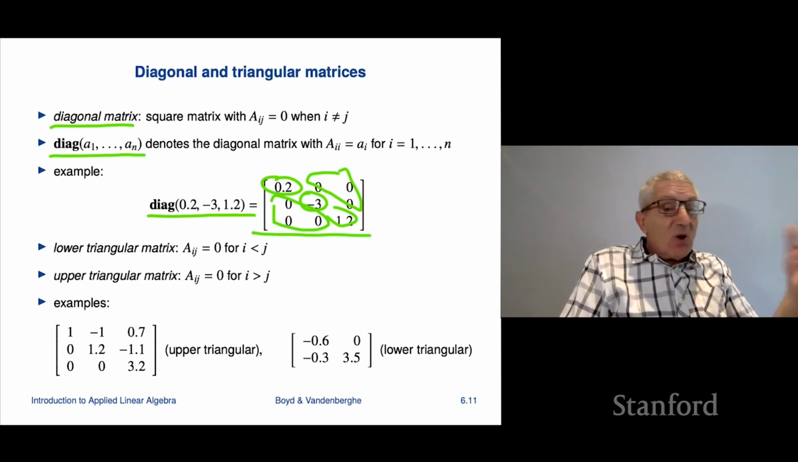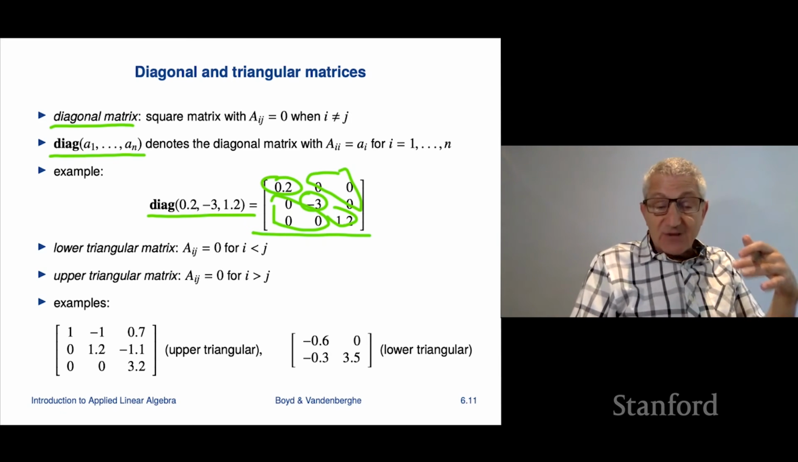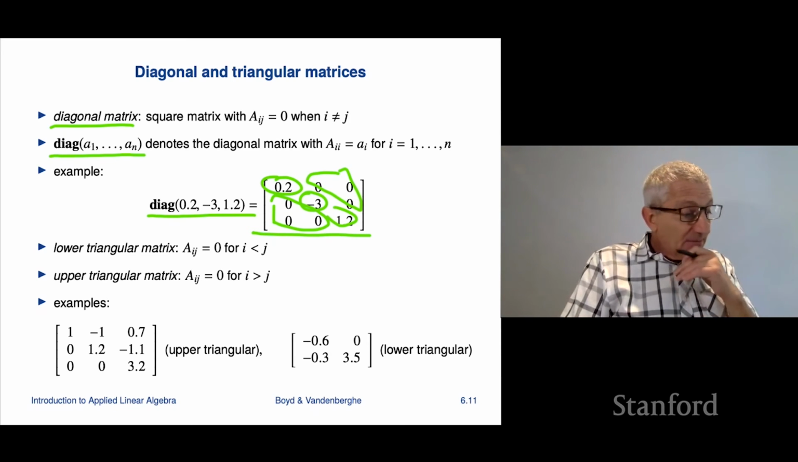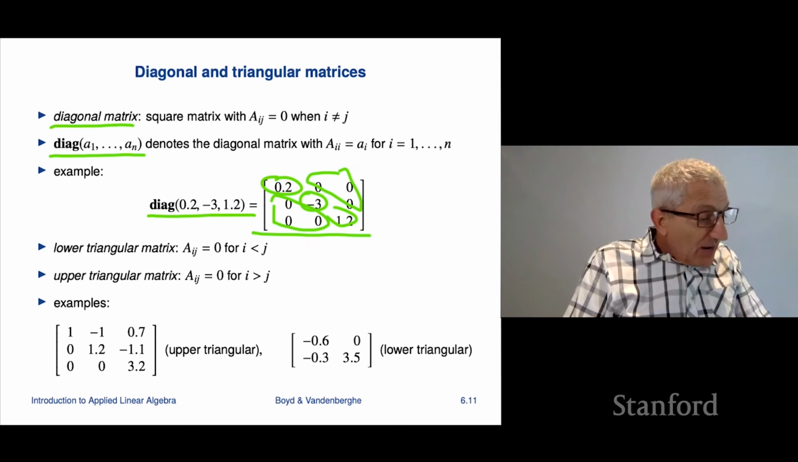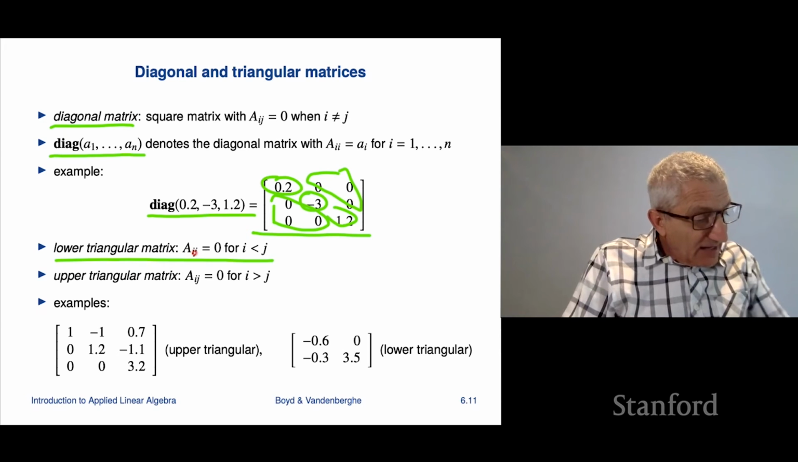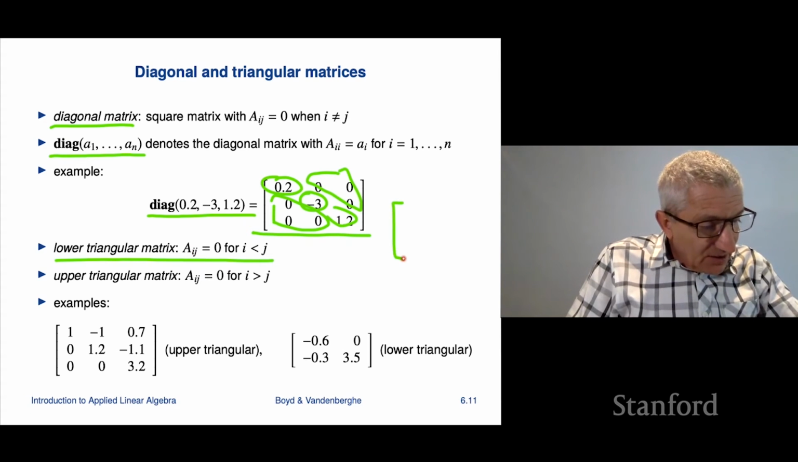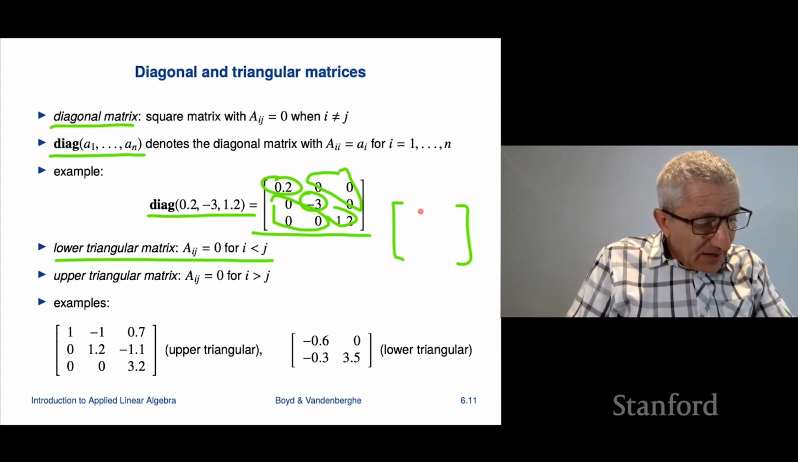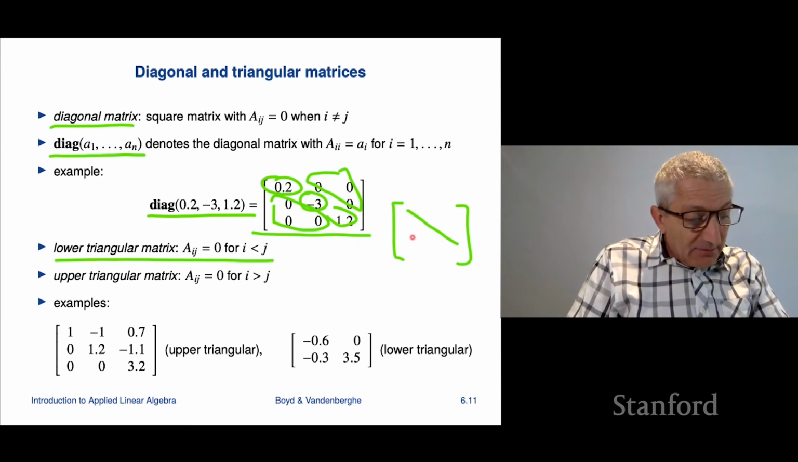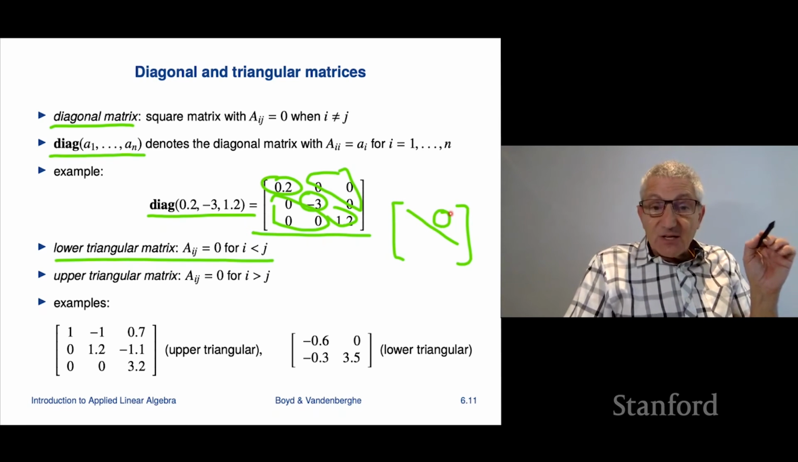I should say that all computer languages for manipulating matrices have something that will affect this operator, diag. It allows you to construct a diagonal matrix. Lower triangular matrix means that a_ij is 0 if i is less than j. And so a lower triangular matrix is going to look like this, right? It's going to have stuff on the diagonal and below, but everything above the diagonal is going to be 0. Okay, so it's going to look like that.